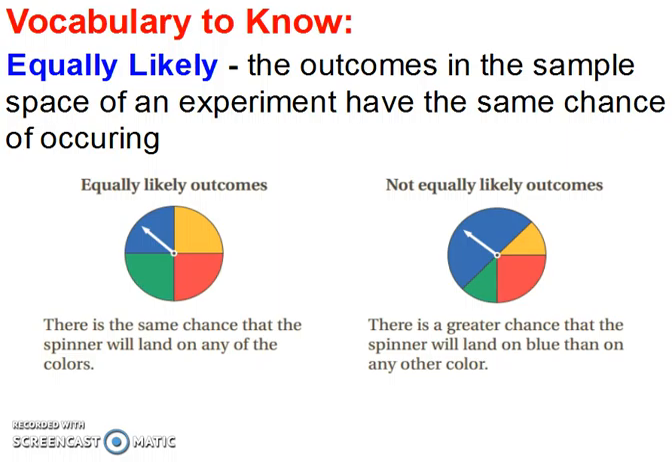Equally likely. The outcomes in the sample space of an experiment have the same chance of occurring. So equally likely outcomes would be like the spinner here. There is the same chance that the spinner will land on any of the colors. Not equally likely outcomes is when there is a greater chance that the spinner will land on blue than on any other color, for example.